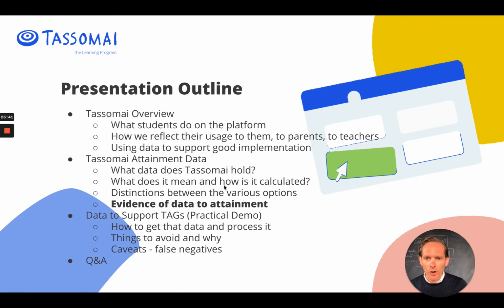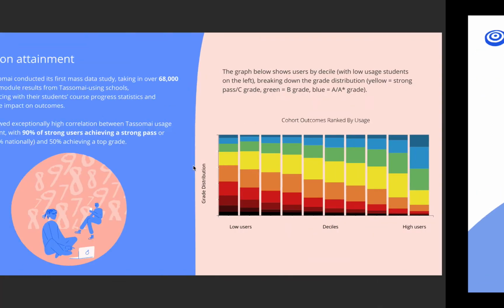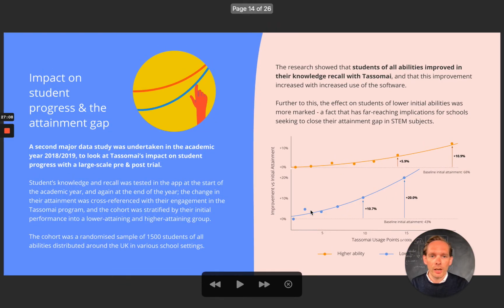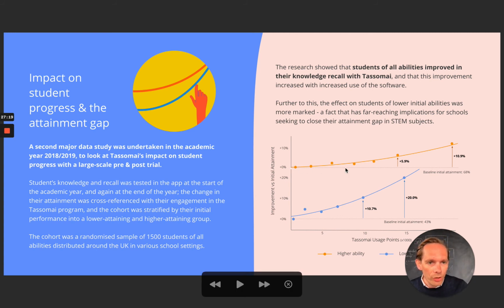Right, where are we? Oh, I had a slide here. There we go. So, the CR impact report, I've shown you how to do that. We looked at some historic usage to attainment data. The question of correlation we were very keen to address, so we did an independent pre and post study where we looked at students' attainment on Tassomai difficult recall questions at the beginning of their time and at the end of their time, correlated that with how much they actually used the program, and produced this graph. There it is. And we stratified the students by their initial attainment being higher or lower, I think above or below median, and showed the change in recall.